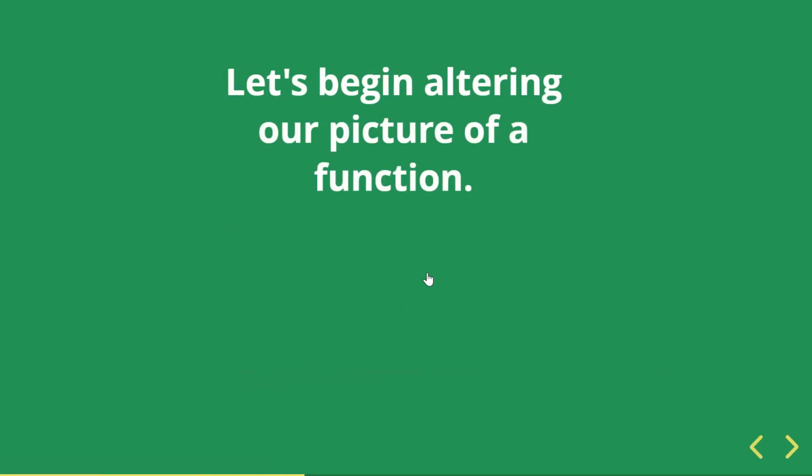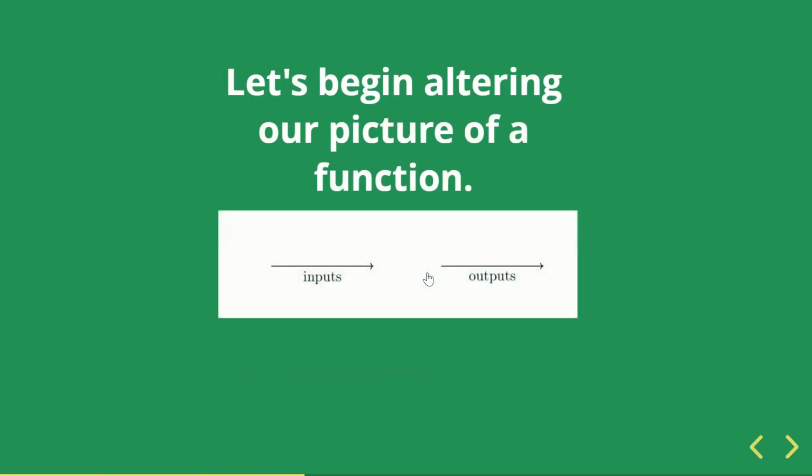So let's begin altering our picture of a function. We have inputs and outputs, and instead of the ovals, we replace them with the number lines. We're going to make some adjustments. If we tried to draw from inputs to outputs, it would be really hard as the lines would start crossing each other and it'd be very confusing. So one thing we're going to do is rotate the outputs 90 degrees.